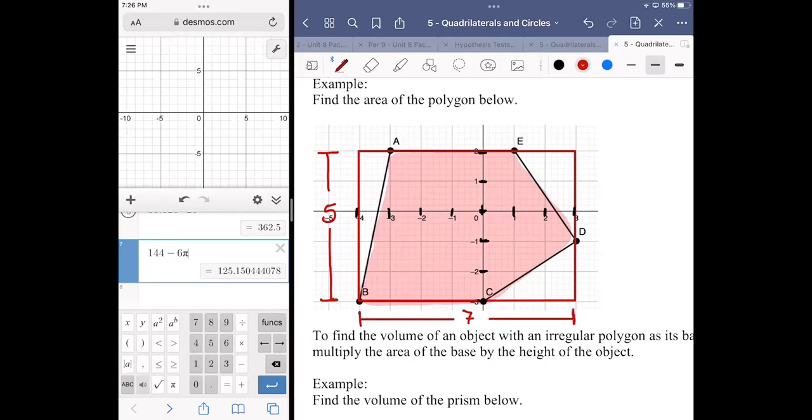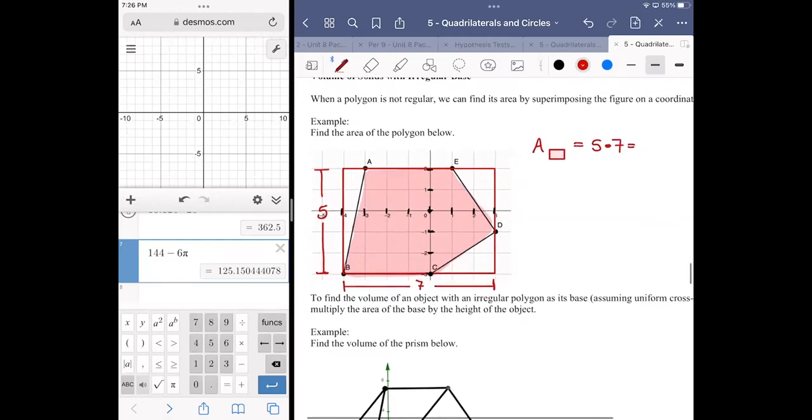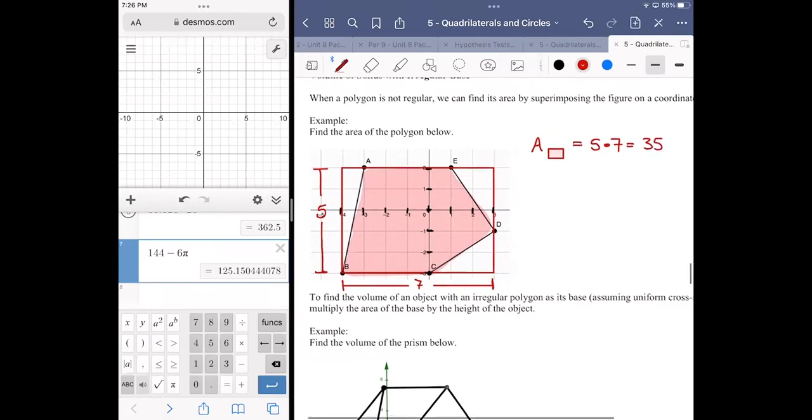So this would be what we call an overestimate. The area of the rectangle. We'll call it a rectangle. The area of the rectangle would be 5 times 7. That's going to be way more than I would need in terms of total area. 35 square units.